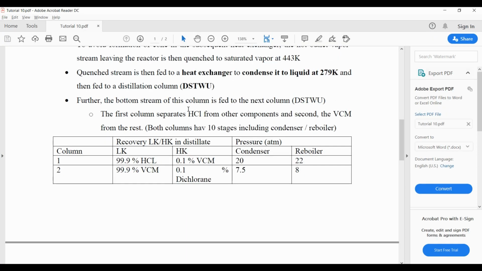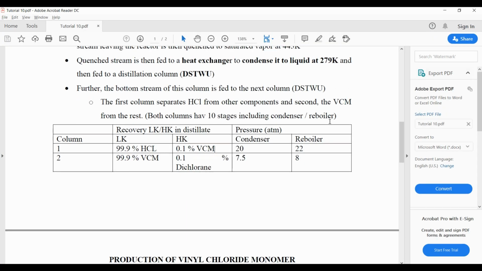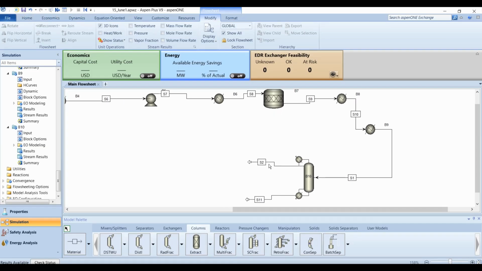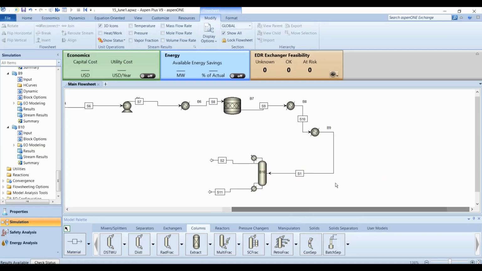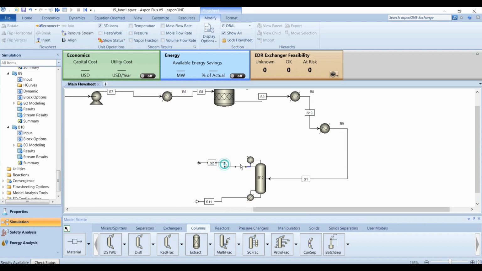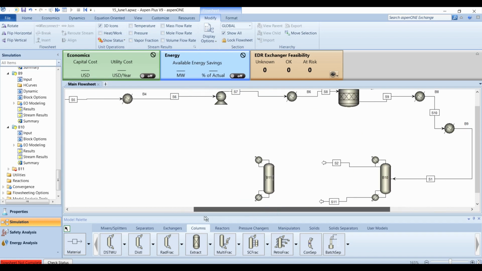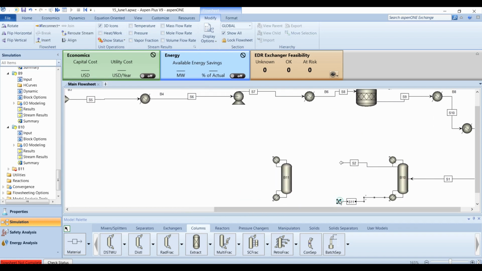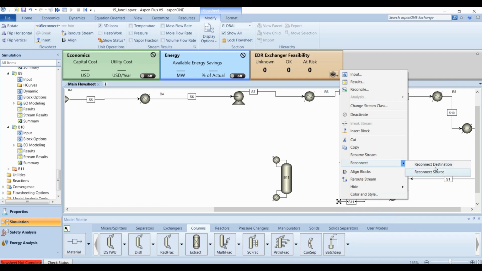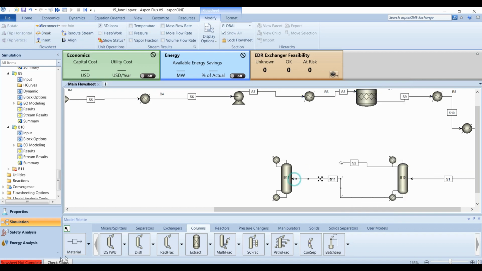The first column separates HCl from the other components, and the second the VCM from the rest. We can see that since we have put this specification, S2 will be having HCl, right? So I will again add another column DSTWU here. I will rotate it so it will go on the left side. I will connect this stream which is at the bottom to this distillation column. I will again connect these streams.